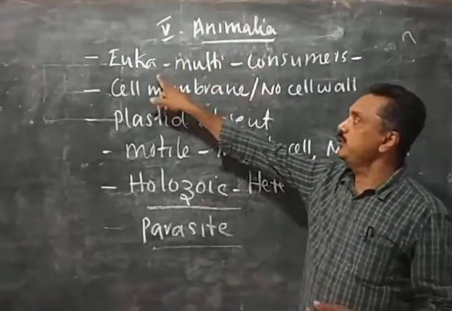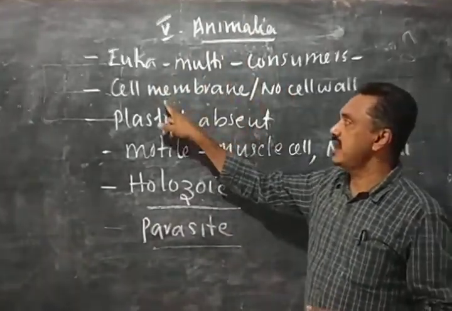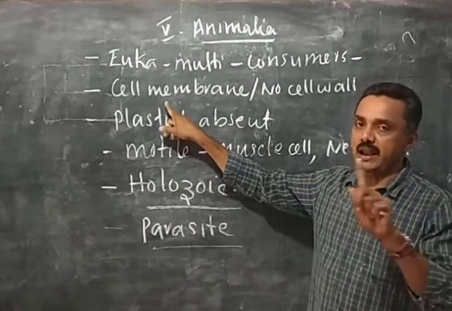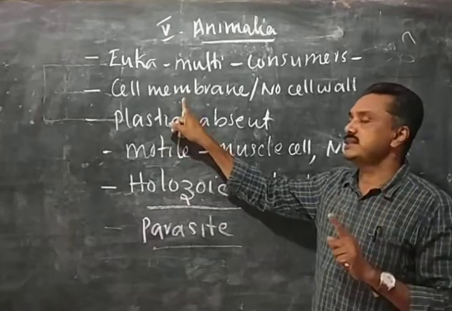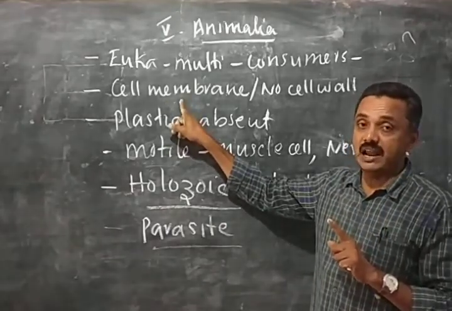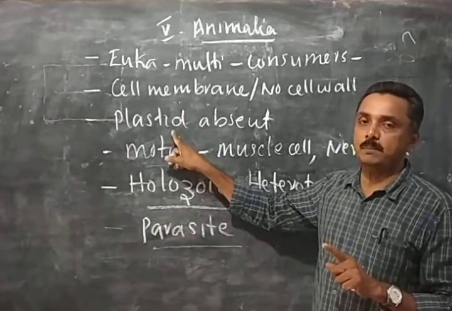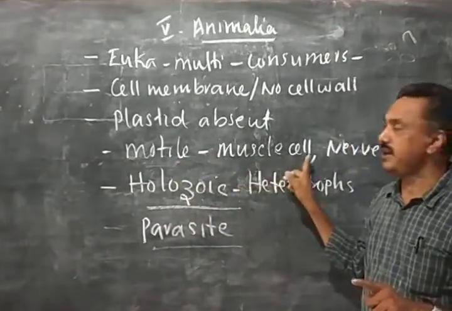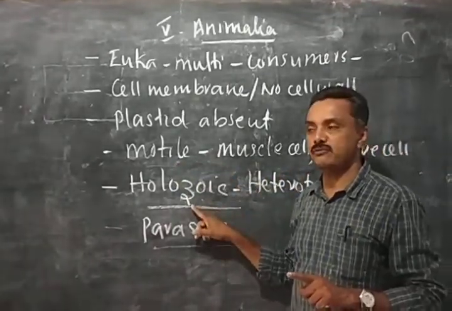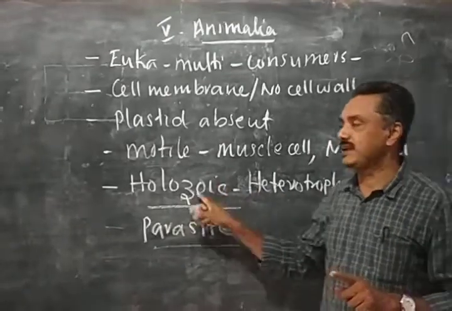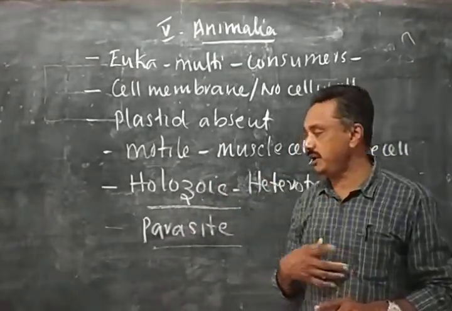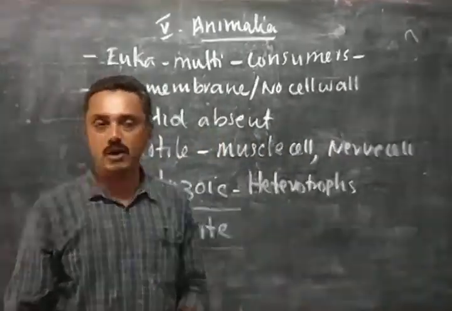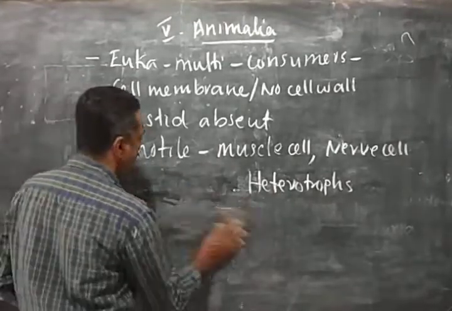Animal kingdom includes eukaryotic multicellular consumers. Cell wall is absent, cell membrane is present. So the cell is flexible, not so strong. Cell wall is absent, but the cell is covered by a covering called cell membrane, elastic cell membrane. Plastid is absent, so pigments are absent totally. They are motile, they have muscle cell and nerve cell for movement, and holozoic type of nutrition. They are completely heterotrophs. In taking solid food into the body, digestion takes place inside the body, and some are parasites, living inside the body and absorbing food from them and causing various diseases. That is about the animal kingdom.